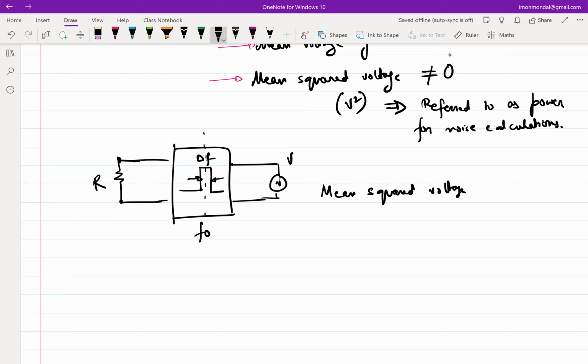Across these terminals, V1 and V2, right? So as it turns out, this is always equal to 4kTR times delta F, where k is the Boltzmann constant, T is absolute temperature in Kelvin, R is the value of the resistance, and delta F is the bandwidth of the band pass filter, right?